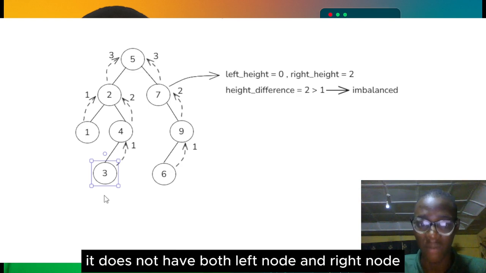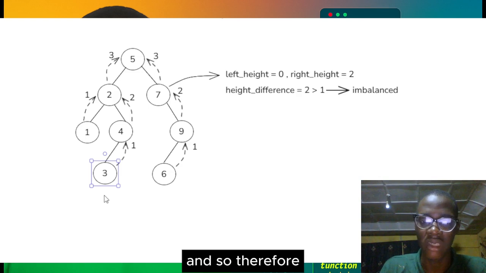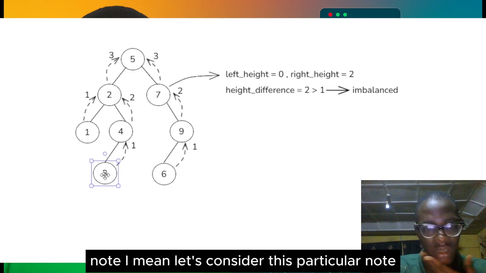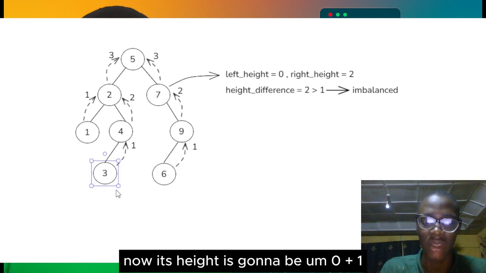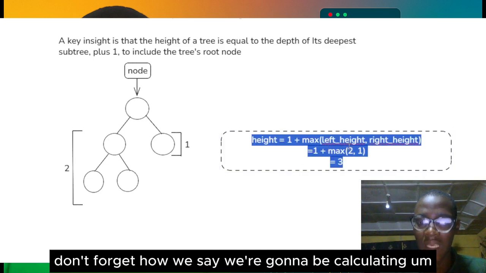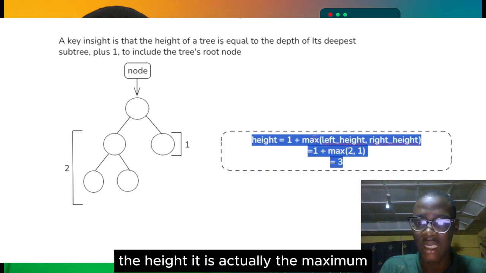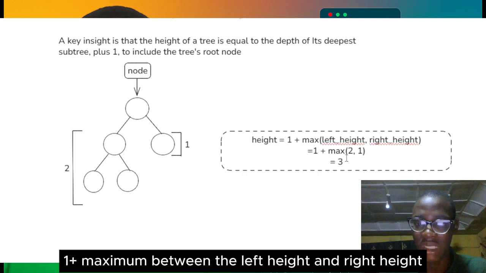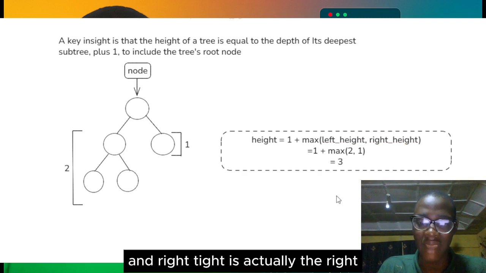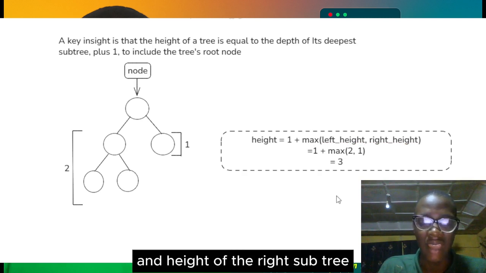It does not have both a left node and a right node. So if you want to look at the height of this particular node, let's consider this node now, its height is going to be 0 plus 1. Don't forget how we calculate the height. It is 1 plus the maximum between the left height and the right height, where left height is the height of its left subtree and right height is the height of the right subtree.